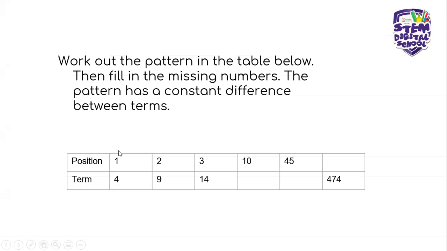In other words, you'll subtract 4 from 9. So 9 minus 4 gives you the difference between the two. And then also 14 minus 9. You can see that if from 9 you subtract 4, you'll be left with 5. And again, 14 minus 9 gives you 5. So the constant difference is 5, and then you can use the constant difference to find the missing terms.